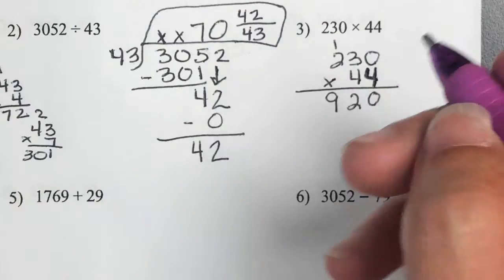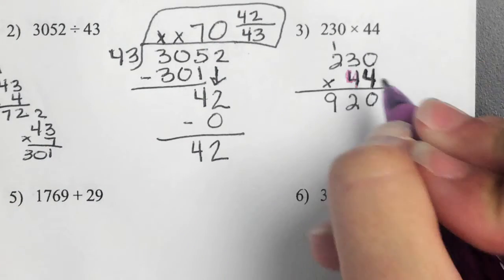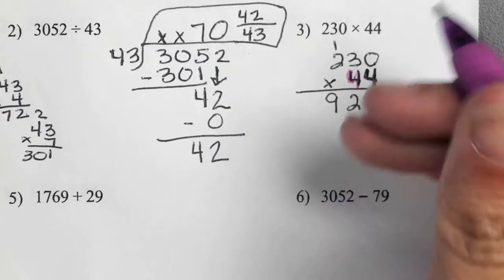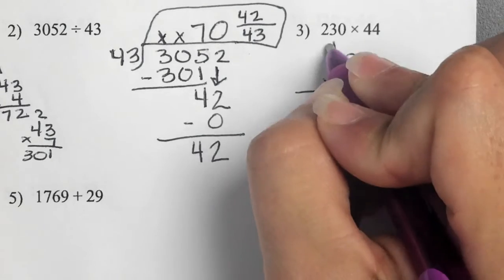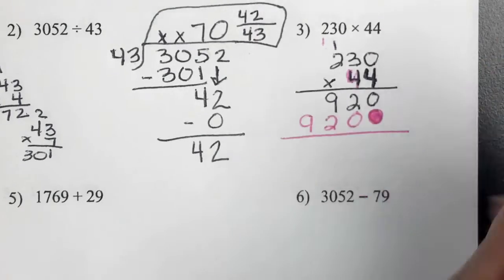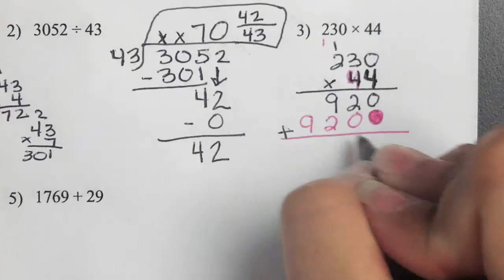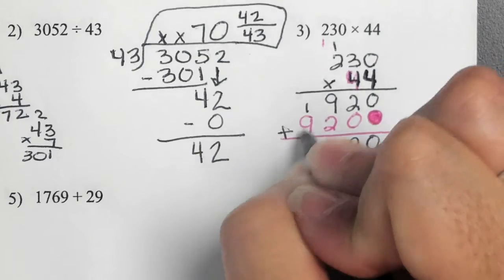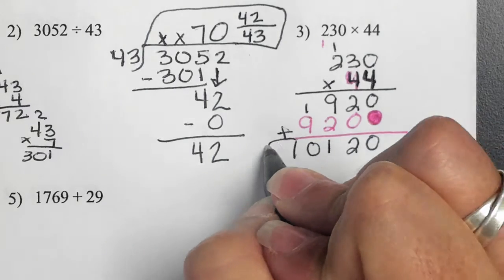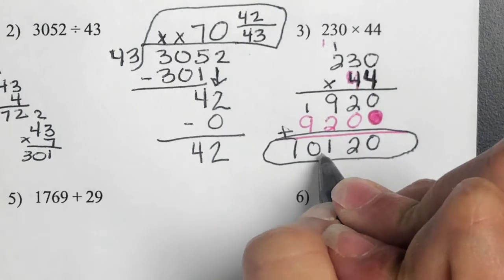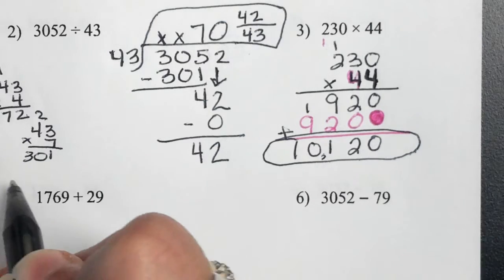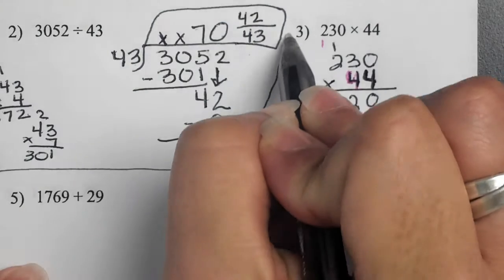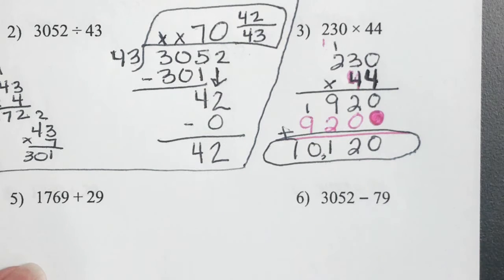Okay, second one. I know it's another 4, but we need a 0. 4 times 0 is 0. 4 times 3 is 12. 8 and 9. So my final answer, adding it all up, is 10,120. This is number 3. 10,120.